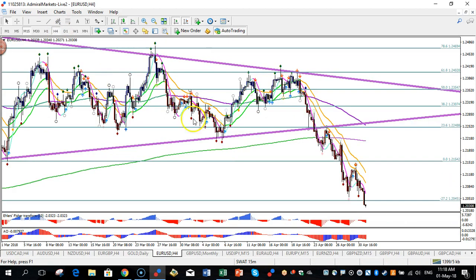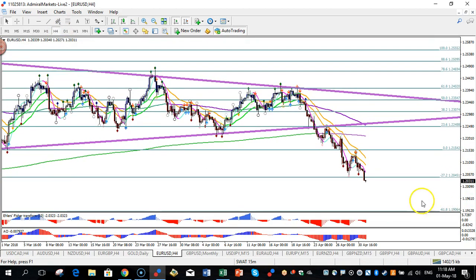What I would like to see is probably price break below 120, make a flag that probably goes a little bit above the 21 EMA, and then breaks below the 21 EMA again, and then continues. That's kind of the pattern. That's the swing trade I'm looking for on the euro dollar.